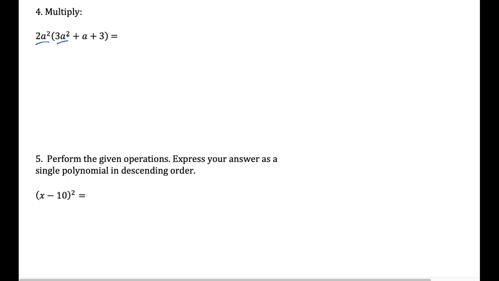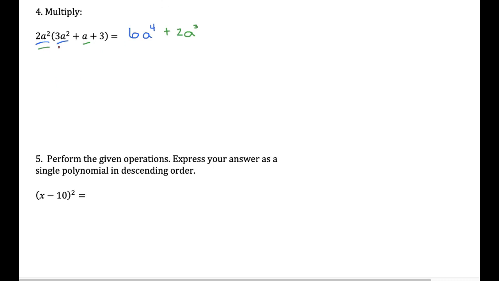So 2a squared times 3a squared, so you're going to multiply the 2 and the 3 to get 6. And you're going to multiply the a squared times the a squared, and that's the exponent rules, to get a to the 4th. And the next thing you're going to do is multiply the 2a squared times the a, and you're going to get 2, because there's no other coefficient here to multiply by. And the a squared times the a, again the exponent rules, gives you a cubed. So you're going to add together the exponents when you multiply the bases.